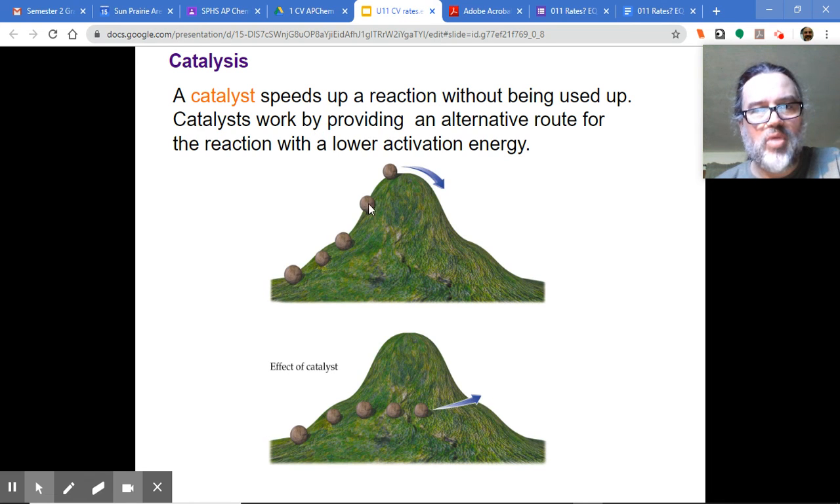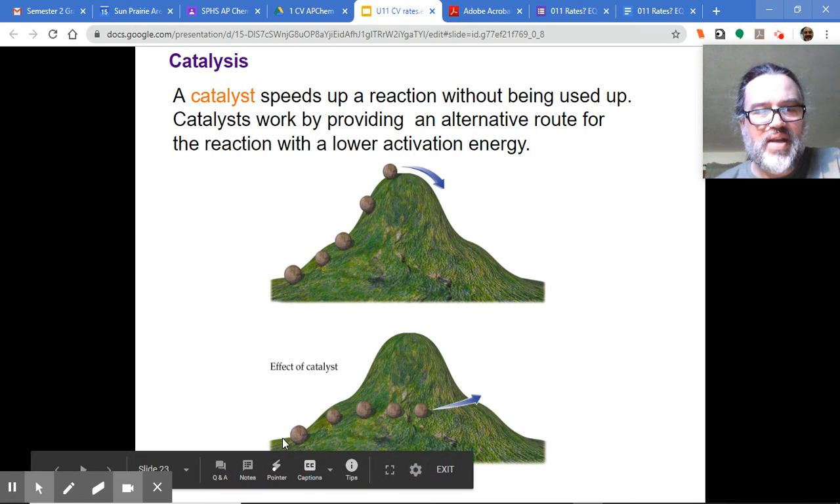Think of getting a ball over a mountain. You'd have to put a lot of energy to get it up there, but as soon as it gets up there, it'll roll right down into the products or into the next valley. If you want to have a catalyst, think of the catalyst as providing an alternative pathway.